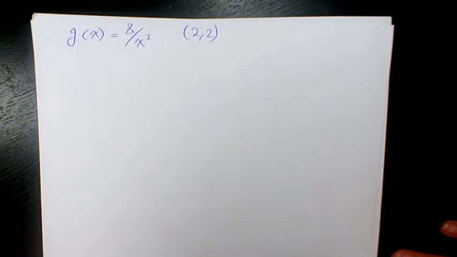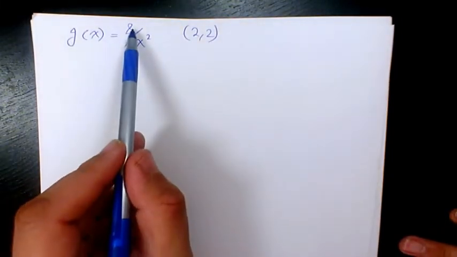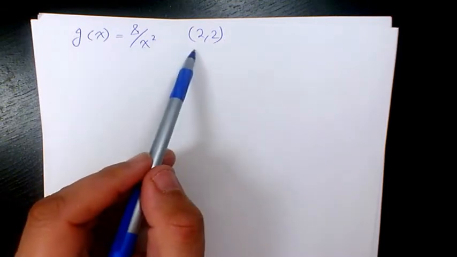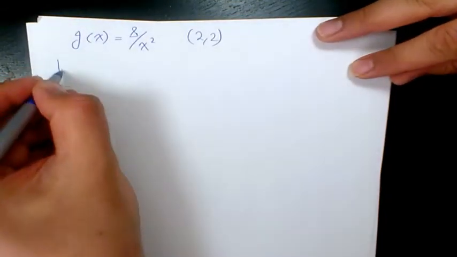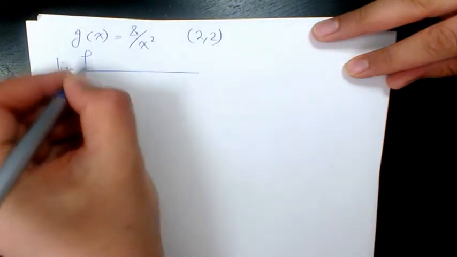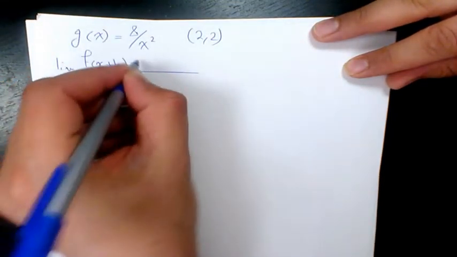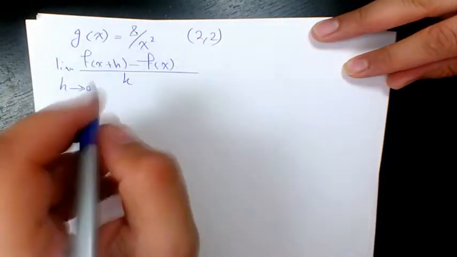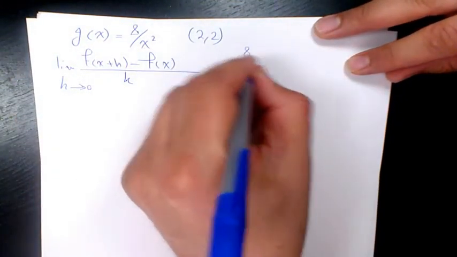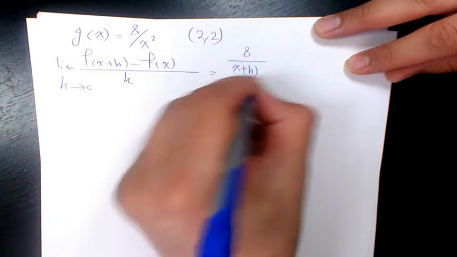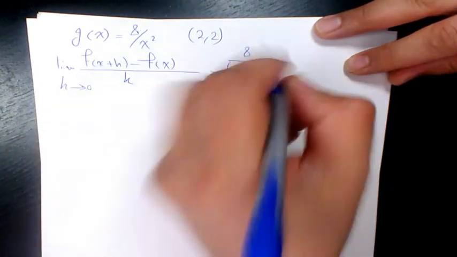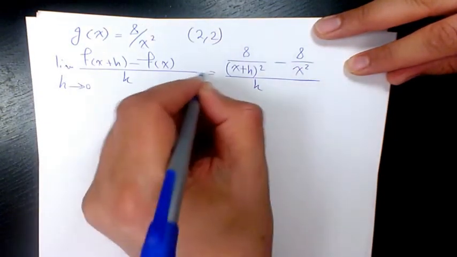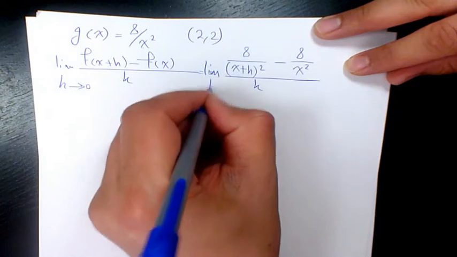Next one is g of x equals 8 over x squared at the point 2 and 2. So same formula, the limit of f of x plus h minus f of x, divided by h, when h is approaching 0. So that's going to be 8 over x plus h to the power of 2, minus 8 over x squared, divided by h when the limit of h approaches 0.